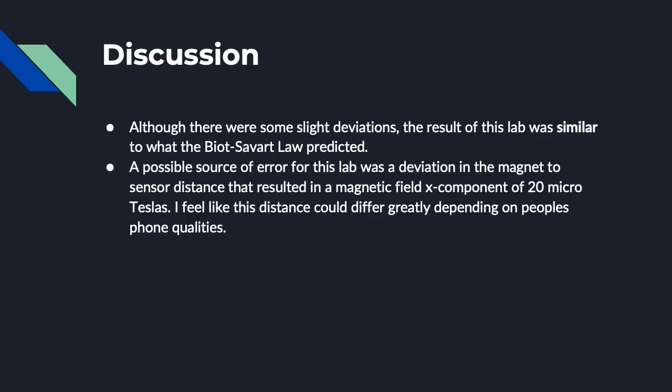Discussion. Although there were some slight deviations, the result of this lab was similar to what the Biot-Savart law predicted. A possible source of error for this lab was a deviation in the magnet to sensor distance that resulted in a magnetic field X component of 20 microteslas. I feel like this distance could differ greatly depending on people's phone qualities.